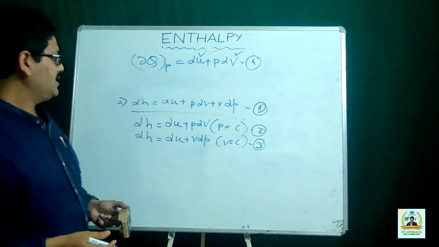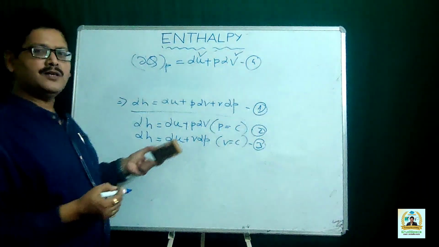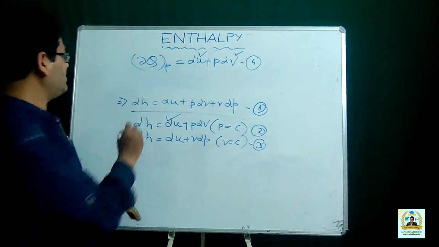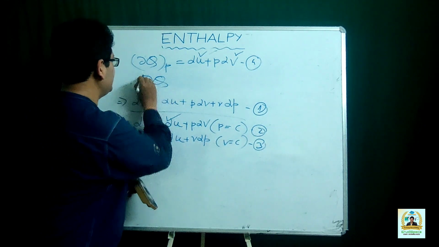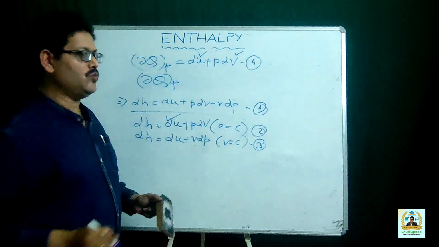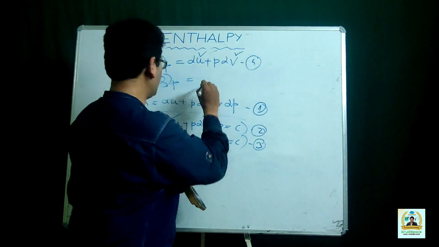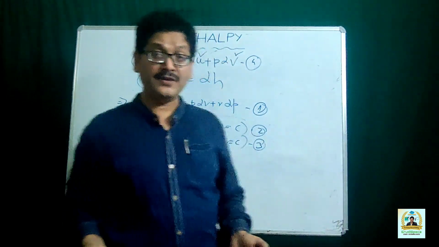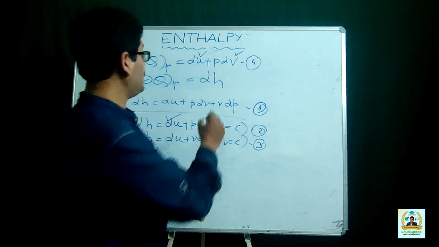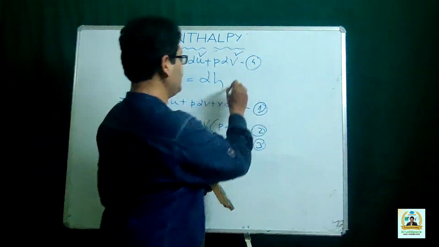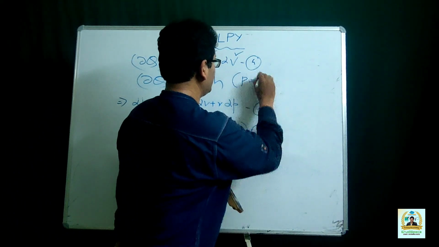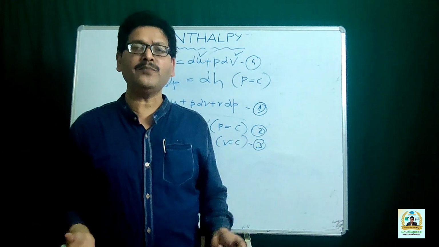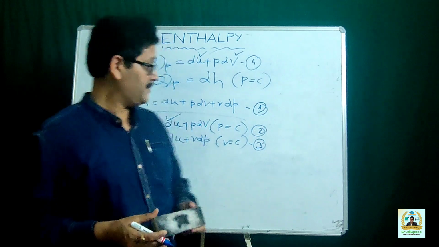Now, when pressure remains constant, your enthalpy change is du plus p dV. So from this we conclude that del Q at constant pressure is nothing but your dH. That is, the heat supplied is equal to the change of enthalpy at constant pressure. So this is a very, very important expression for all of us.